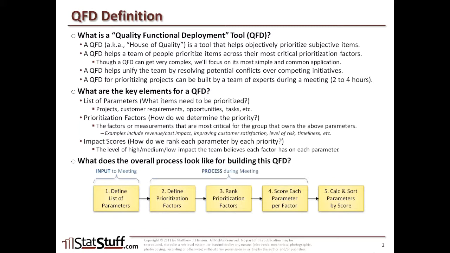Then the next 3 steps are basically the things that you're going to do during the meeting as you work together to define the prioritization factors and rank them and then score each parameter for each factor. There's inner 3 steps there. And then finally, the output that you want from the meeting is going to be that 5th step of when we calculate and sort the parameters for the scores that we give on the QFD tool itself. Let's explore in more detail the process for building a QFD.